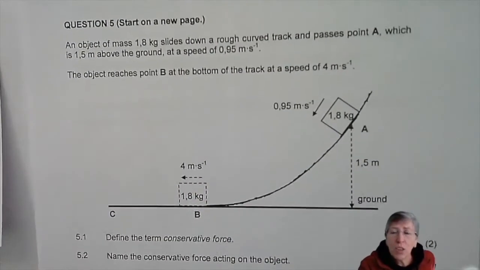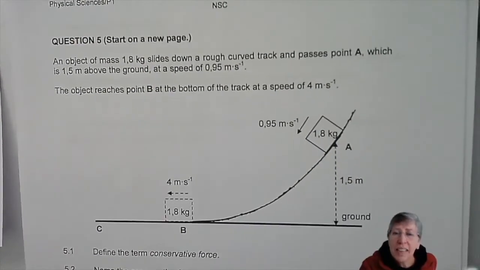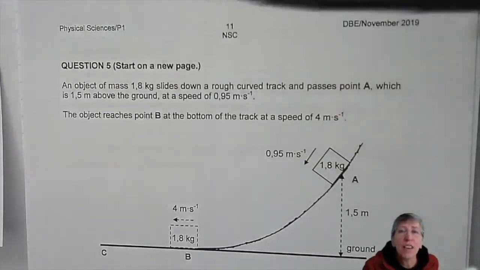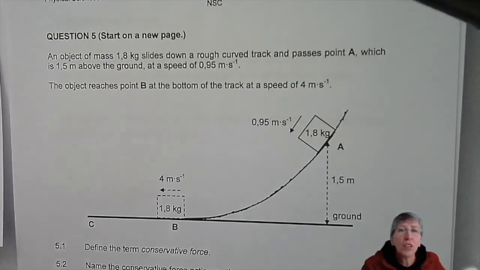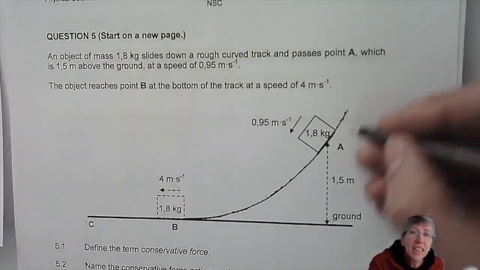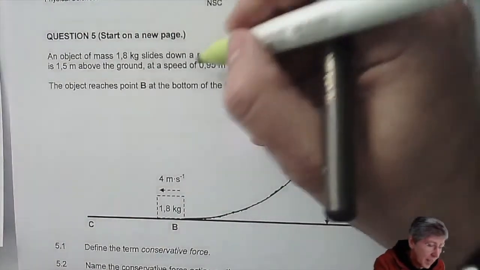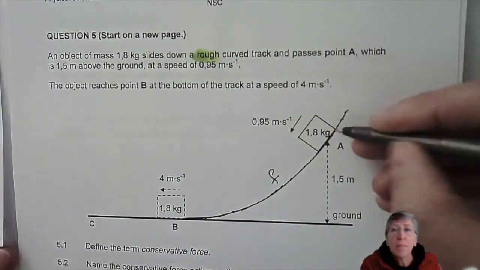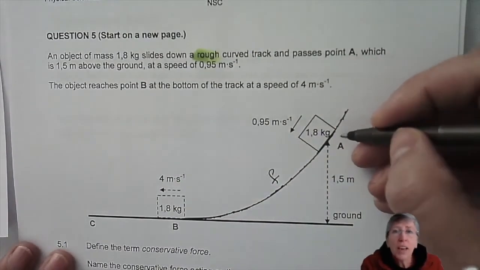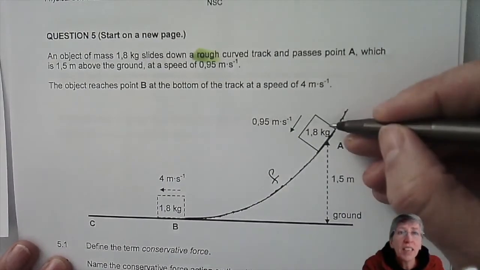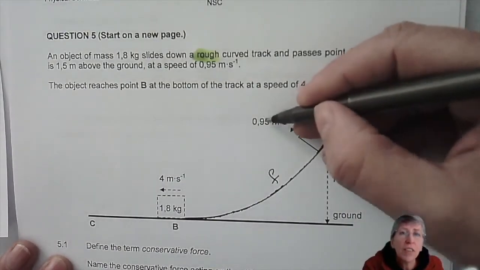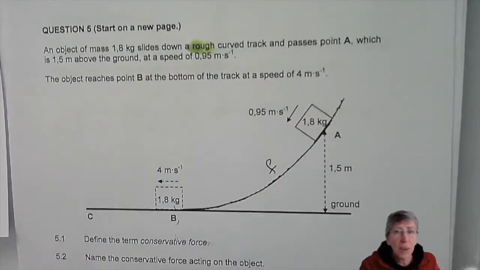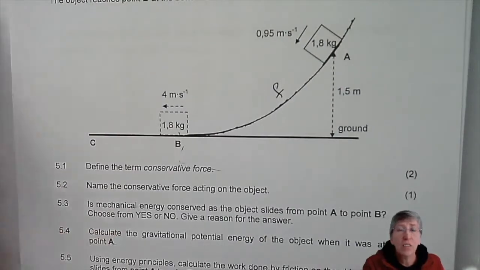Now we've talked about conservative forces, and I would like to do one example. So let's look at the November 2019 question 5. Right. They told you an object of mass 1.8 kilograms slides down a rough incline. Now that word rough is definitely indicating something. It's indicating that we've got friction down here, right? And passes a point A which is 1.5 meters above the ground at a speed of 0.95. It reaches the point B with 4, which is very nice. They wrote everything onto my diagram, so everything is over there, right?